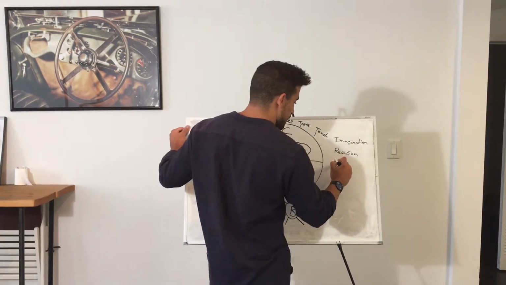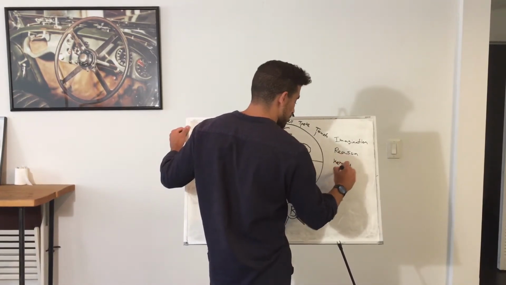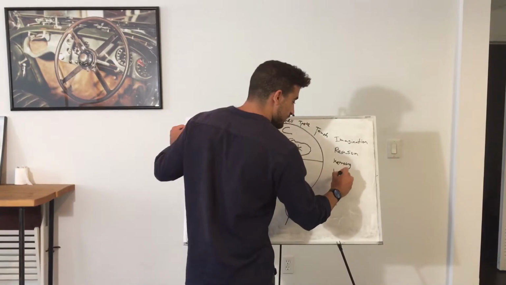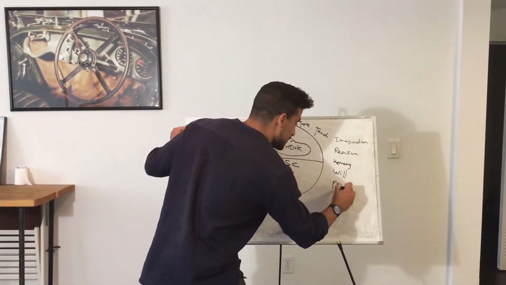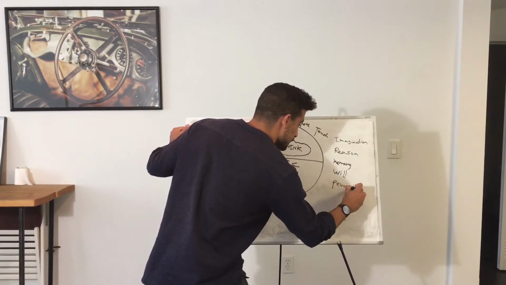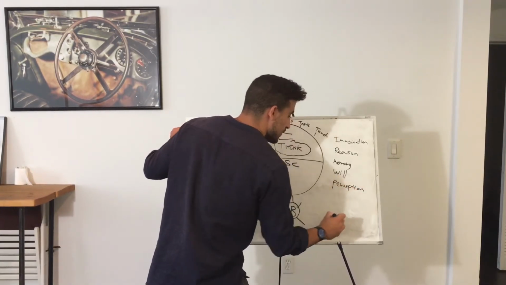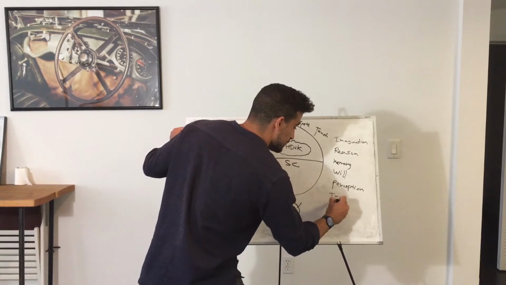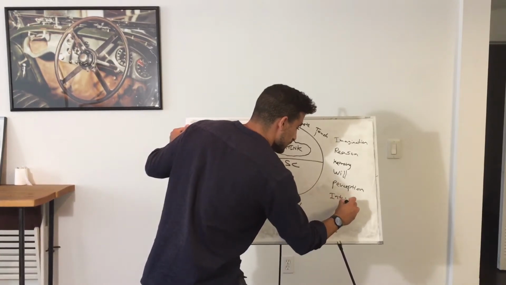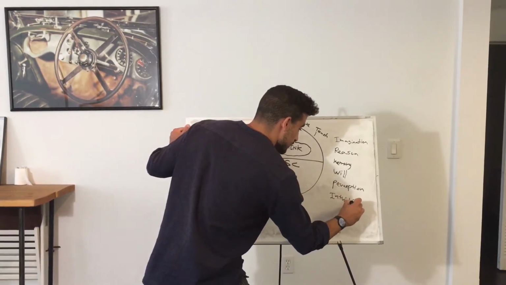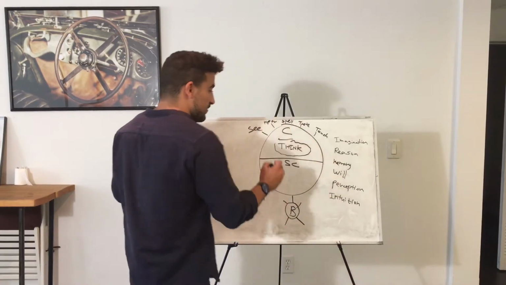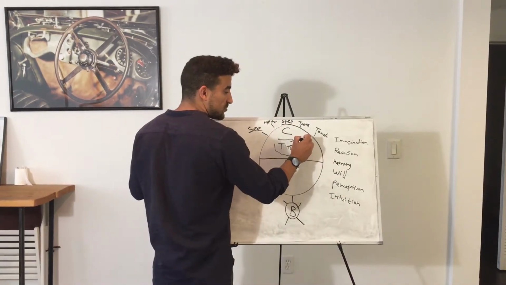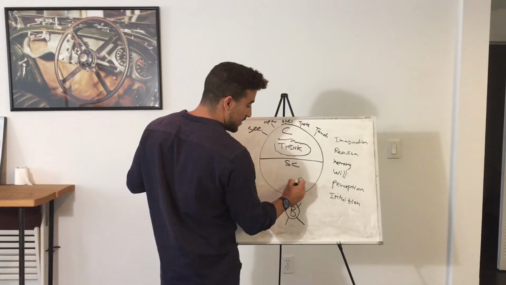We have the memory, we have the will, very important. We have our perception, point of view, and we have our intuition. Pick up other person's energy. Okay? Now here, that's of course the intellectual mind and that's the emotional mind, right?